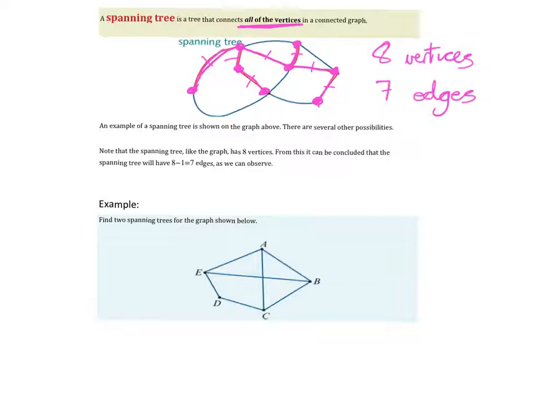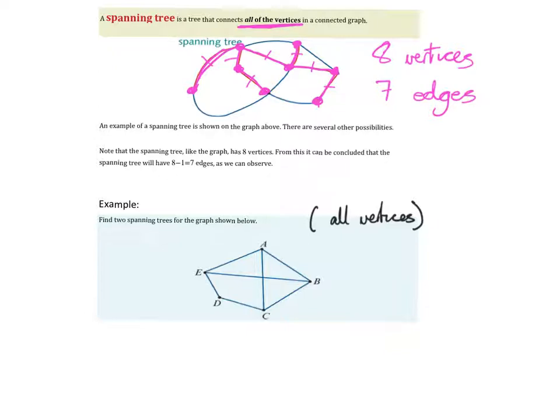In this example, we're asked to find 2 spanning trees. So remember, it's a spanning tree. We need to use all vertices. If it was just a tree, we wouldn't, but because it's spanning, we do. So let's think about it. There are many here, a lot more than 2.